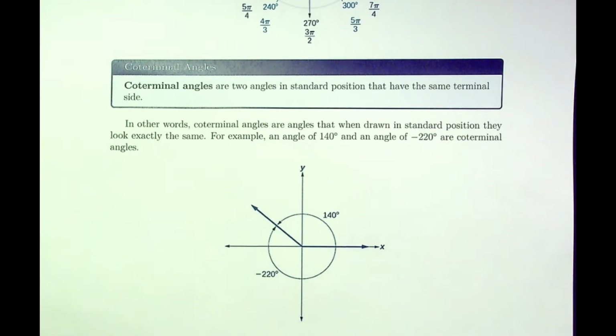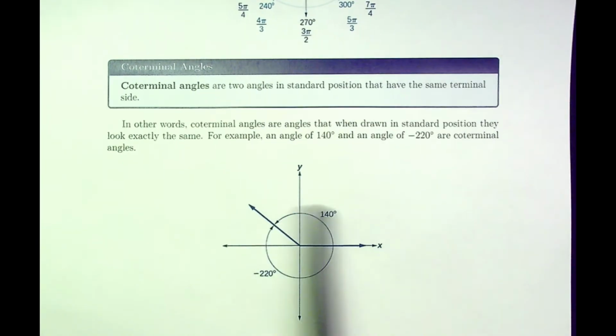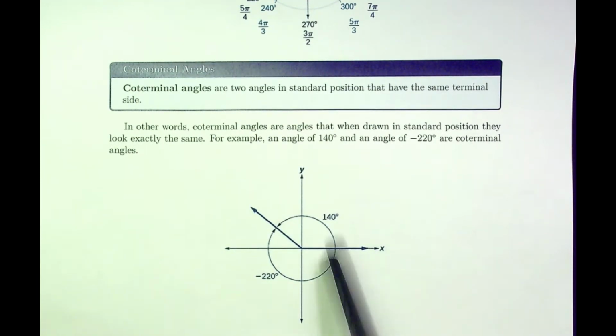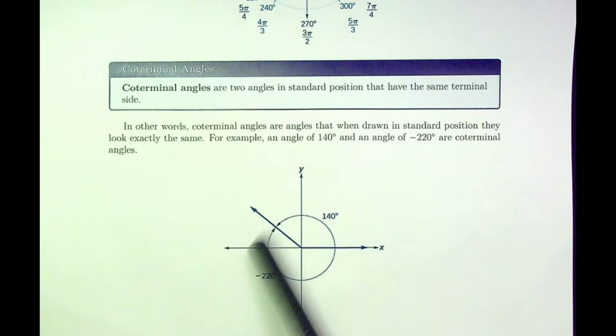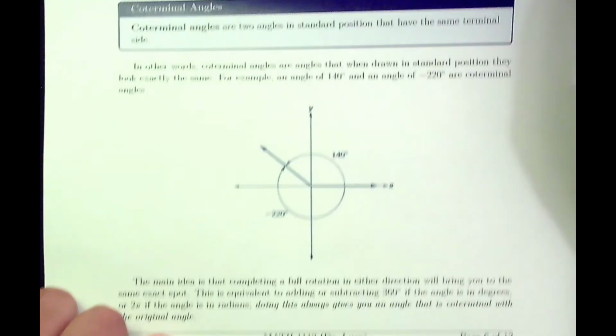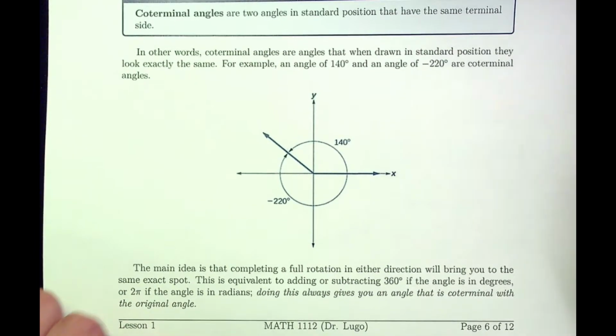And here's an example of two angles that are coterminal. 140 degrees, that's the terminal side, and negative 220 degrees, which, because it's negative, is measured this way. If you draw that angle, you end up landing on the same spot. So these two angles are coterminal. Their picture, initial side and terminal side, is exactly the same. So the main idea when dealing with coterminal angles is that completing a full rotation in either direction will bring you to the exact same spot.